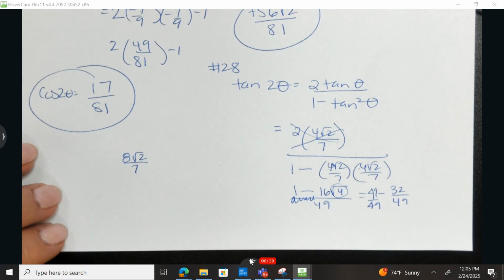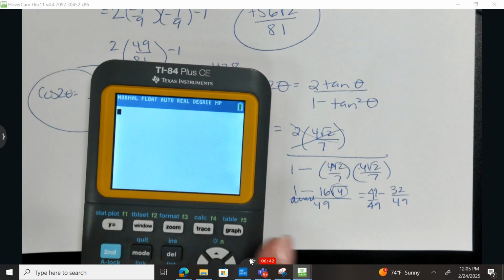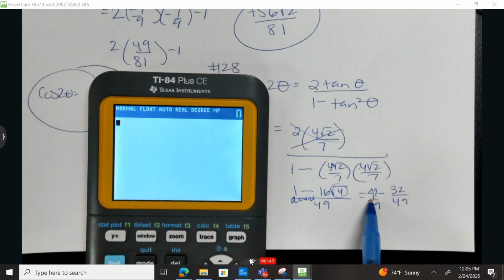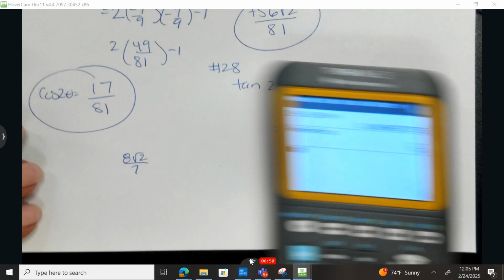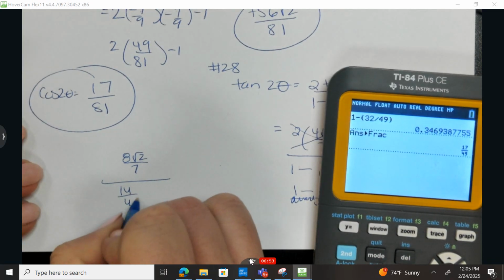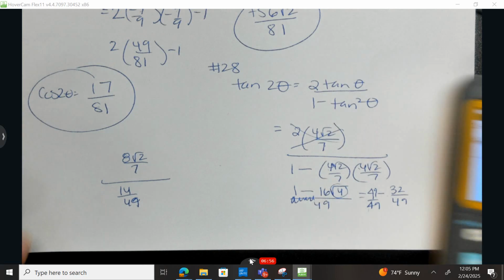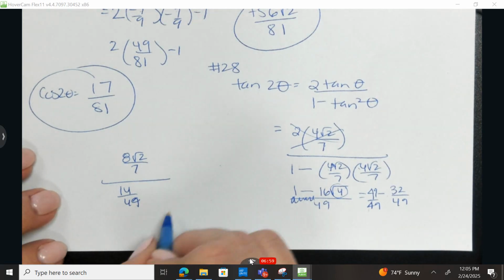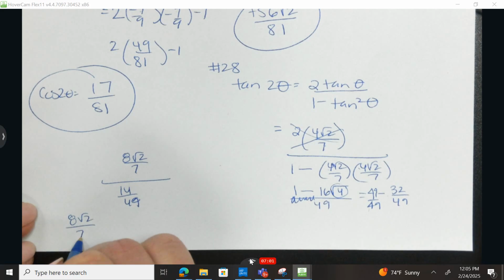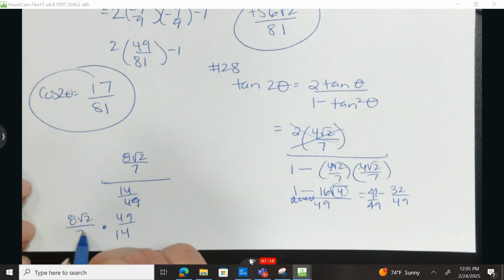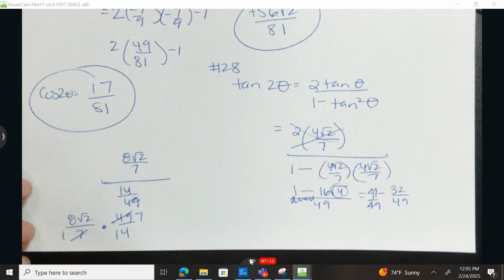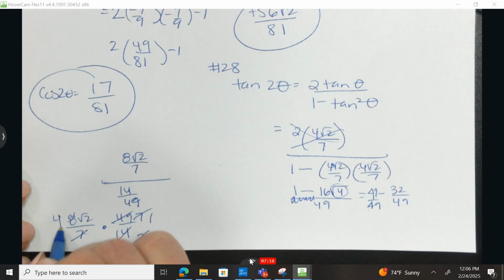Okay, so let's do this on the calculator. We have 1, subtract 32 divided by 49, turn it back into a fraction. Okay, so this is what I have. Now when I do this, I'm going to do this horizontally. So there's my top, and now I normally would write divide, but remember division turns into multiplying, and I take the reciprocal of the second fraction. Okay, what can I do? Well, the 7 and the 49 reduce to 1 and 7, and these reduce to 1 and 2, and then this reduces to 1 and 4.